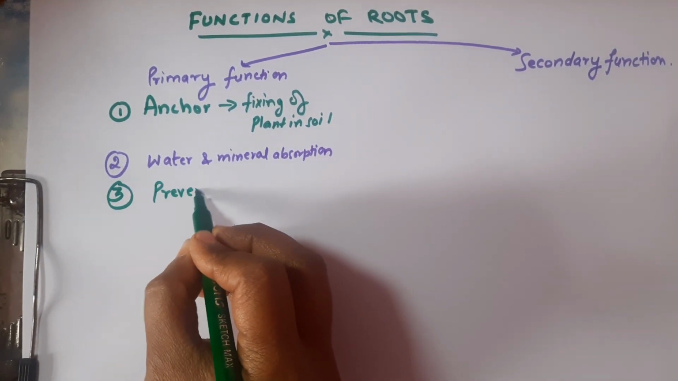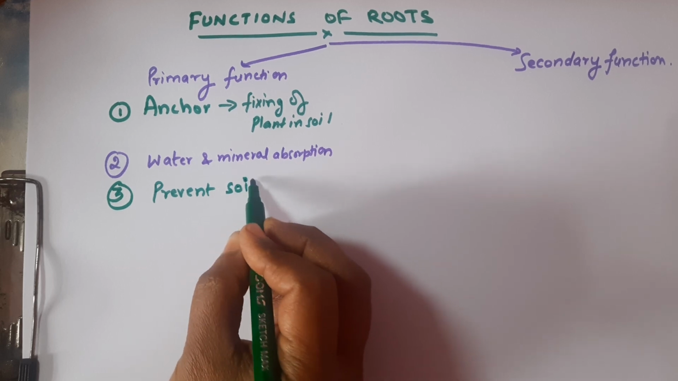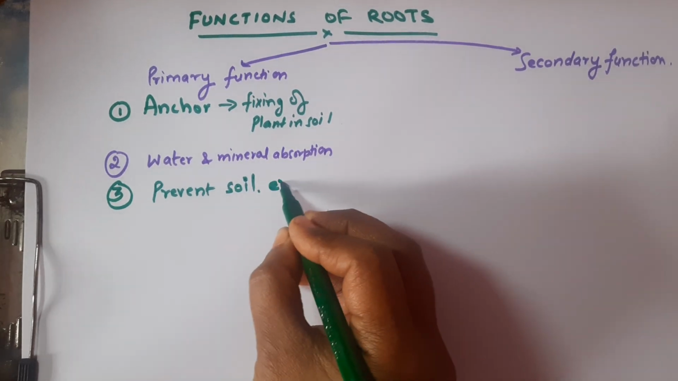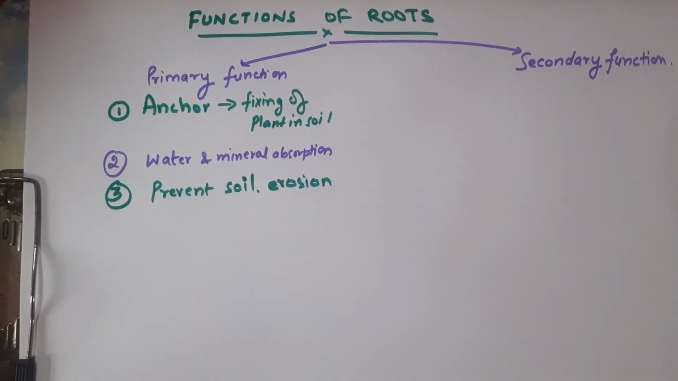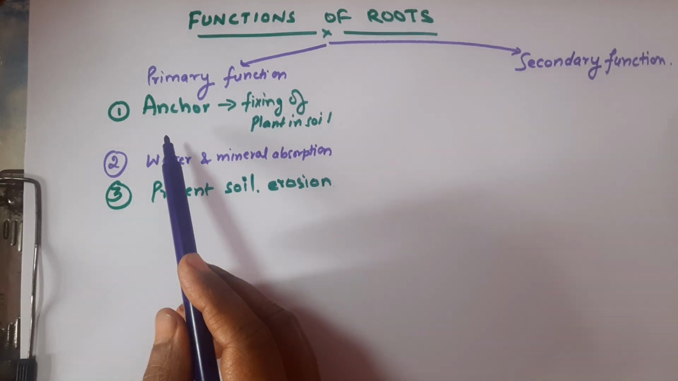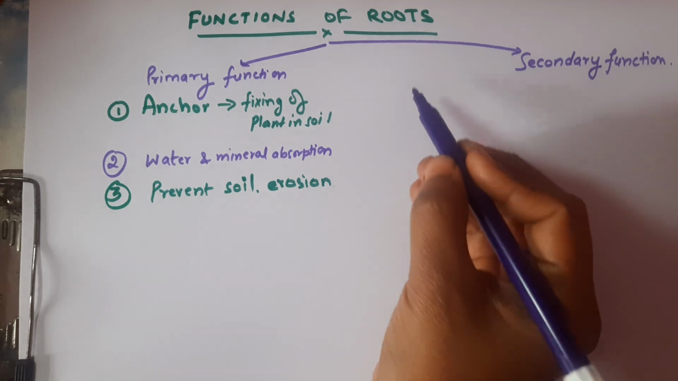So what is soil erosion? Soil erosion is the flowing away of the top layer of the soil. When there is a high water flow, the root will fix the plant to the soil, and in that way it will bind the soil and prevent the flowing away of the top layer of the soil, and the topmost layer of the soil is the most fertile. That's why plants are very important for the earth. So these are the three primary functions of the roots.